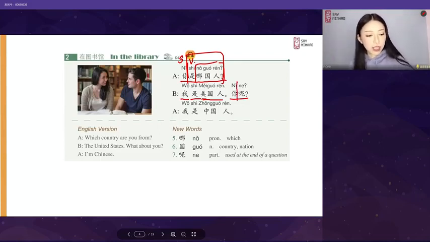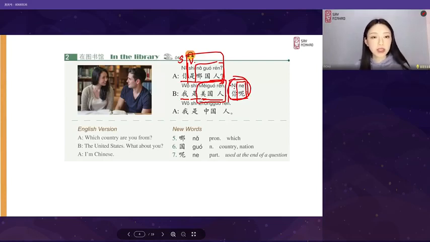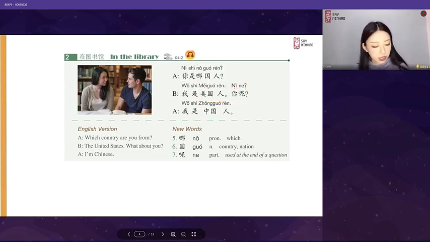你呢? 你 means you. And 呢, we just learned it is a particle used at the end of a question. And 呢 actually is used to ask a question about something mentioned before. And for this sentence, 你呢, something mentioned before is the nationality, right? The nationality, 美国人. So, 你呢 actually is asking about what's your nationality? Where are you from? What about you? And A answered, 我是中国人. I am Chinese. Okay, this is a really easy text.